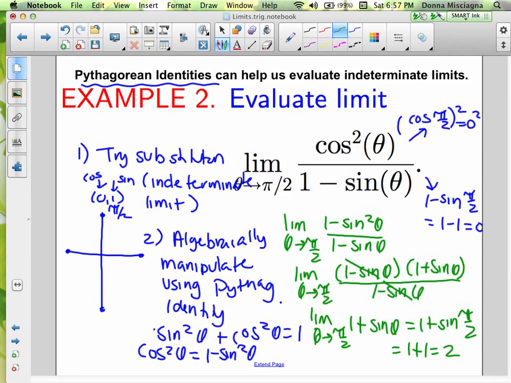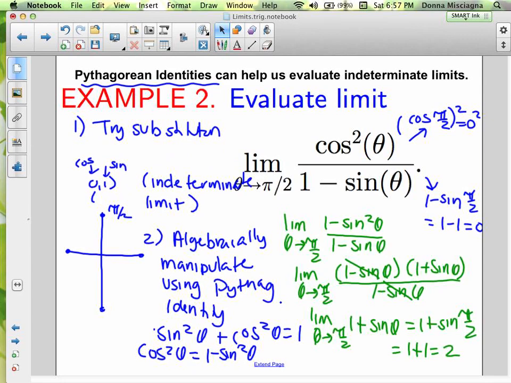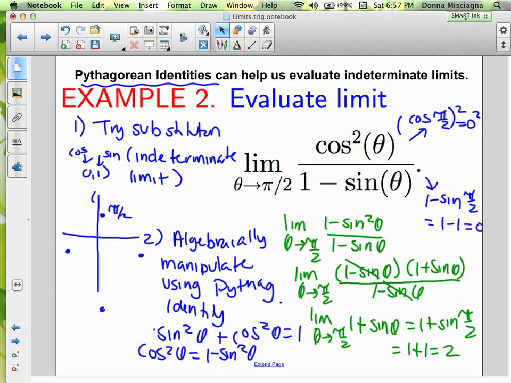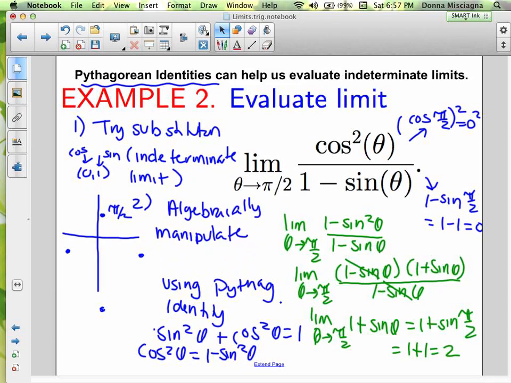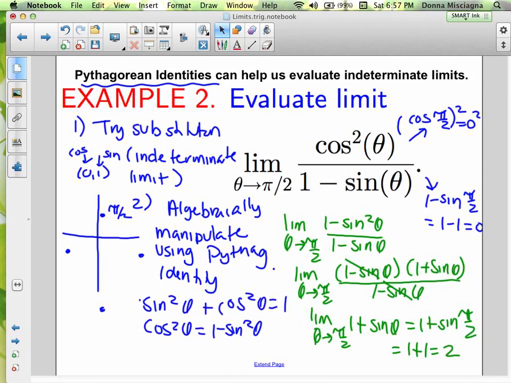That's our limit. So here we saw 2 different techniques in this particular podcast. We saw where we could use substitution in the first example, and we saw where substitution did not work because we had an indeterminate limit, and we had to use some algebraic techniques. In this case, we used Pythagorean identity to help us out. And as we go through these lessons, sometimes Pythagorean identity is going to be just what we needed to be able to find our limit.